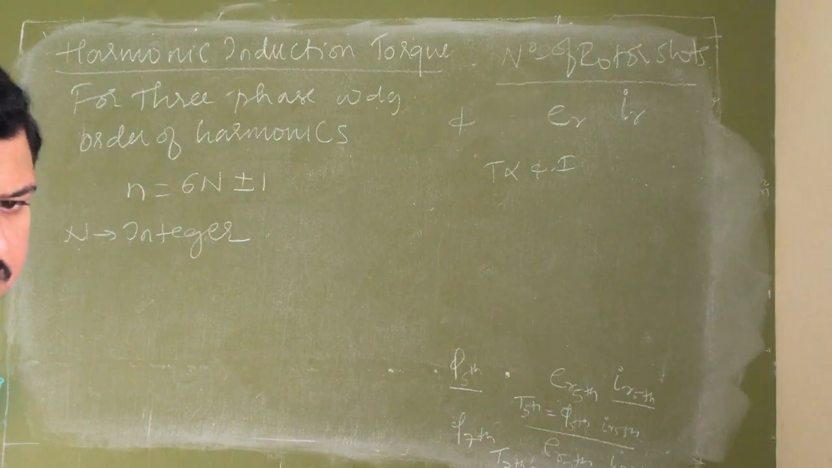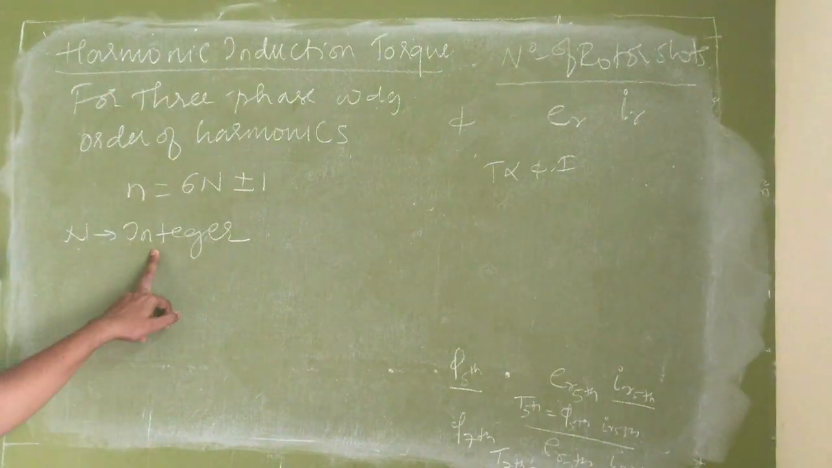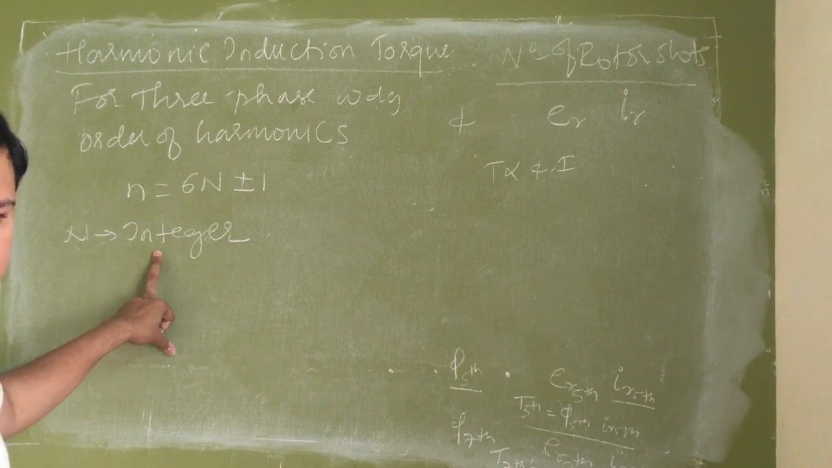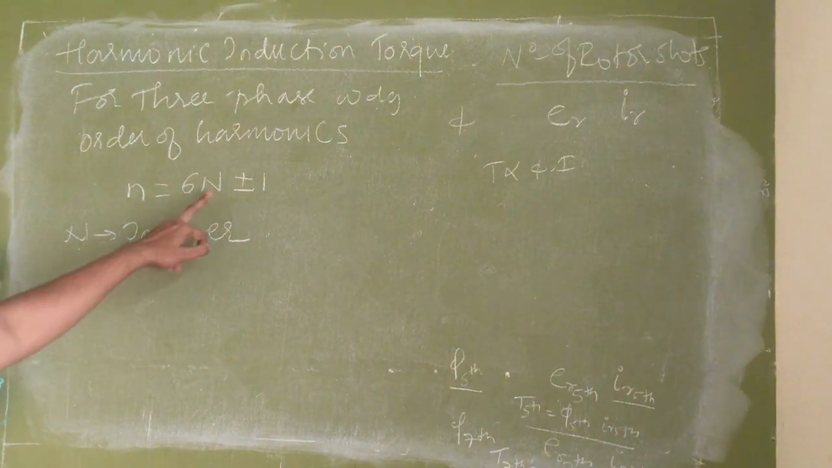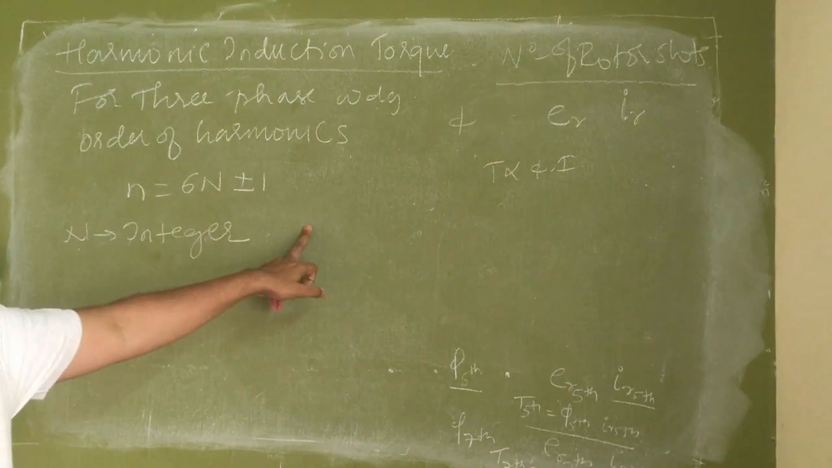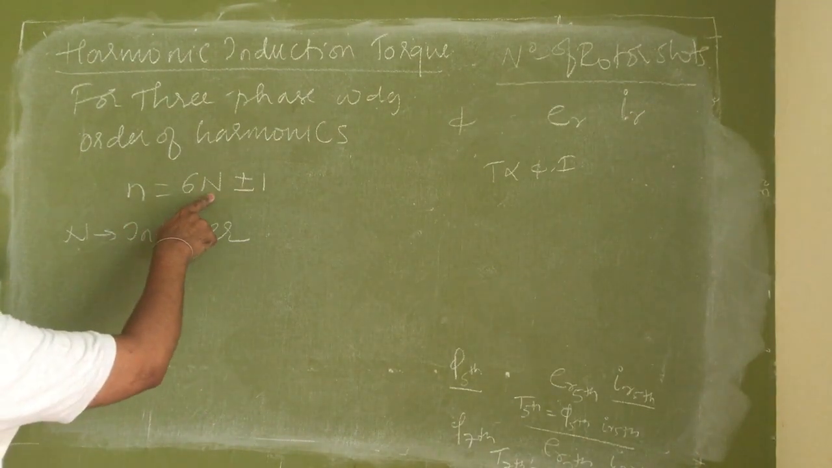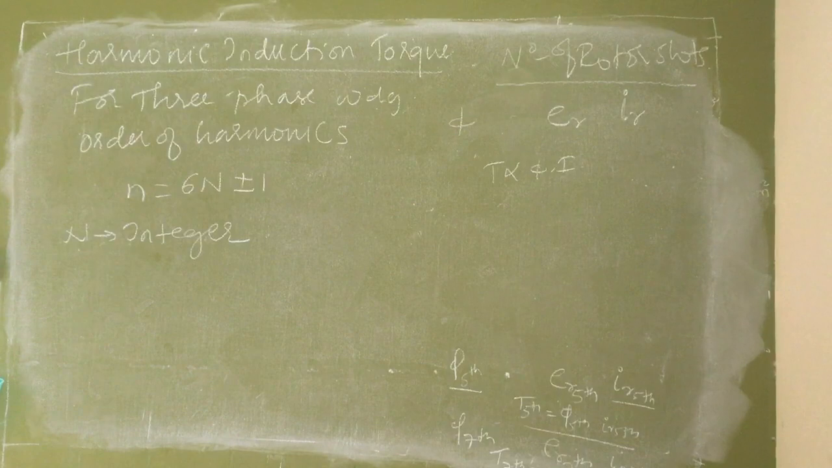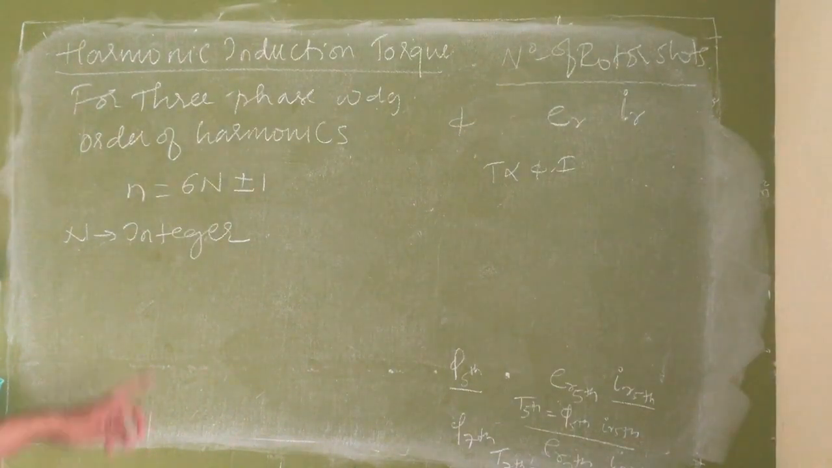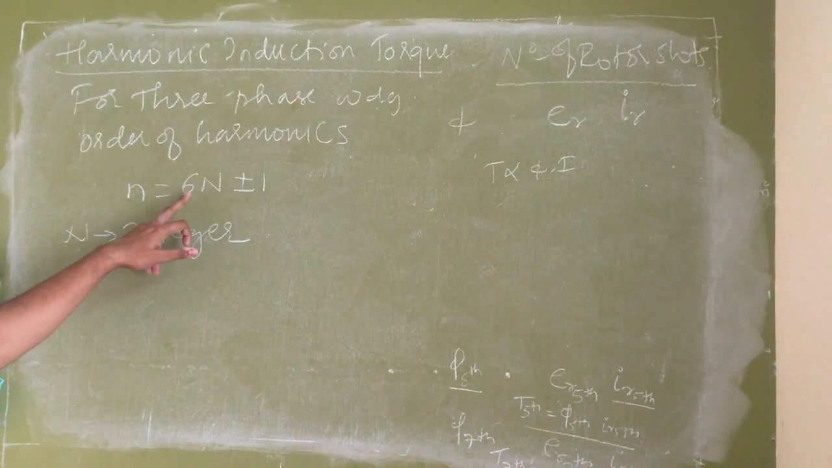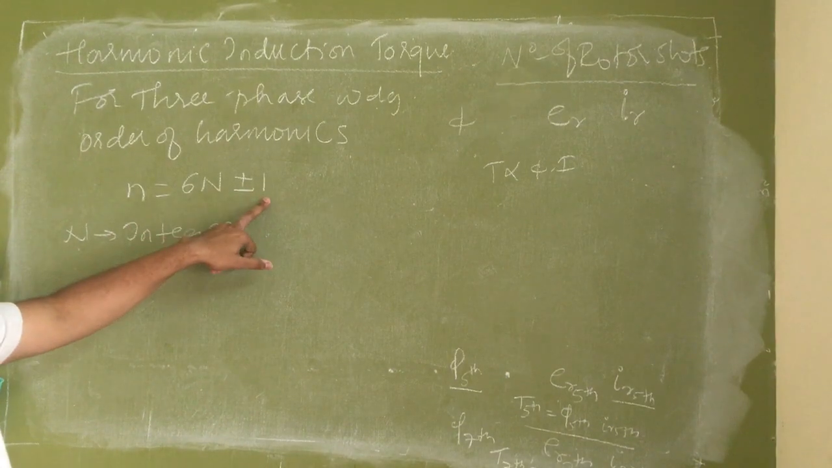Now, when N is an integer, it will start from 1. If you put N equals 0, it becomes the fundamental: 6 into 0, 0, plus 1. That is the fundamental. Okay, if you put N equals 1, it will be 6 into 1 plus or minus 1.